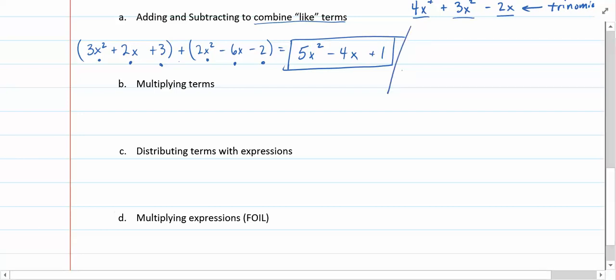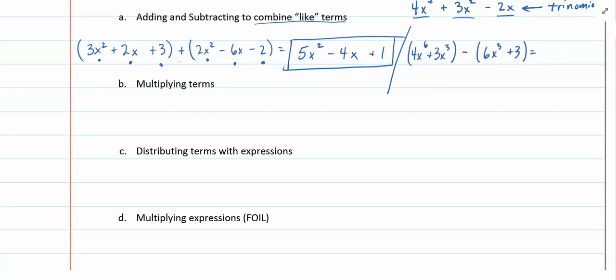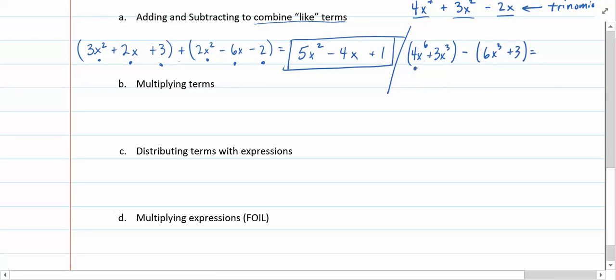We could have a problem that's slightly more difficult. Let me set one up for you. Here's a pair of binomials that must be subtracted with one another. And I only say that this is a little bit more difficult because in this case we have some terms that don't match. For example, this 4x to the 6th power does not have any other variable that matches.